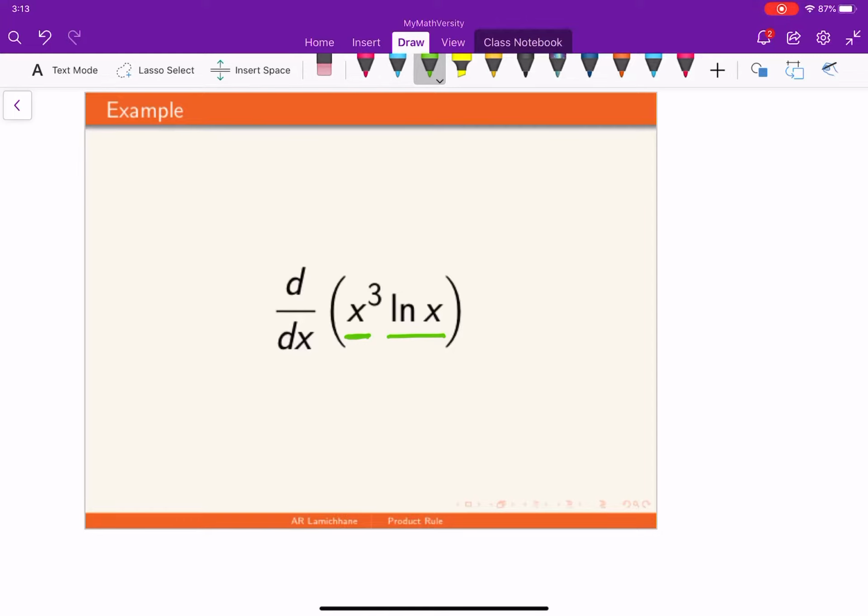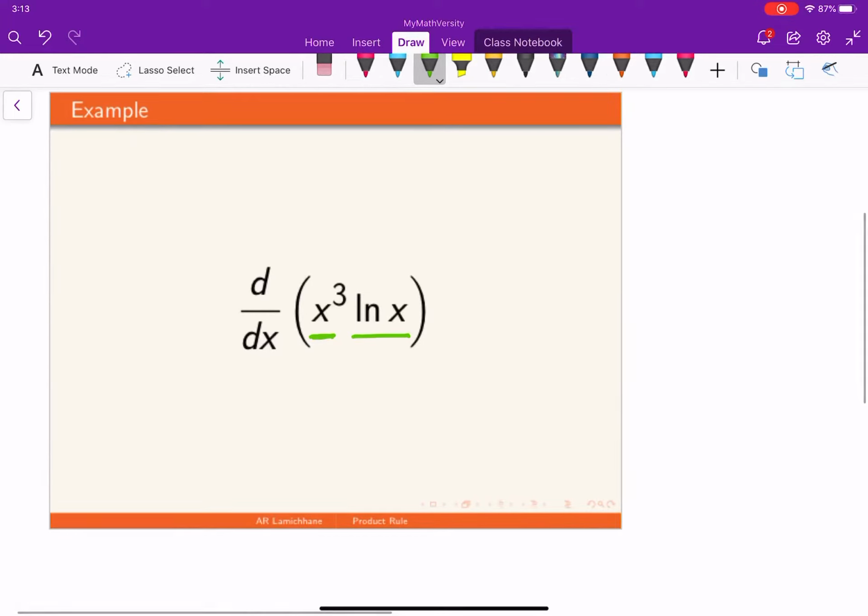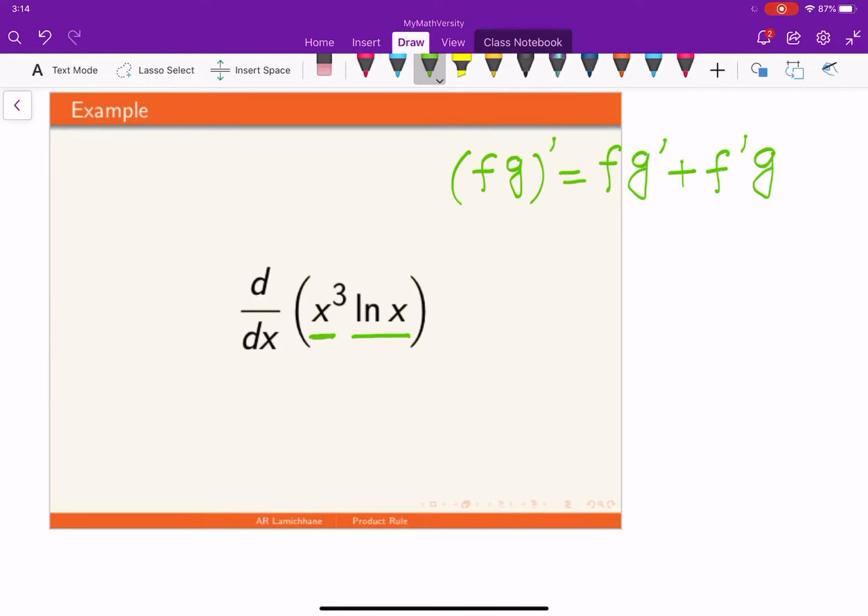So if that is the case, we need to know how to find the derivative of the product of functions. To do that, we have the product rule: if you have a product of f and g, and we are interested in finding the derivative of that, we can apply this rule, known as the product rule, described as f times the derivative of g plus the derivative of f multiplied by the function g. So this is the rule we need to apply.